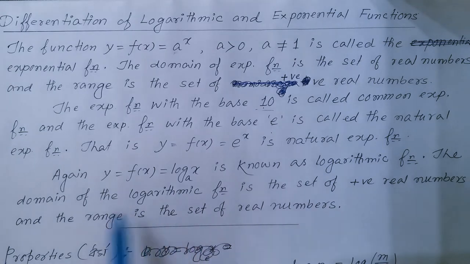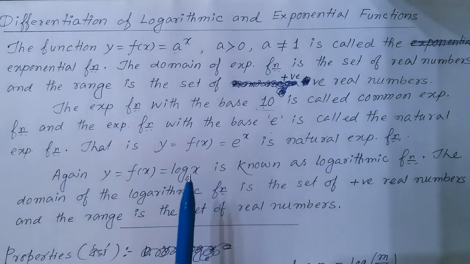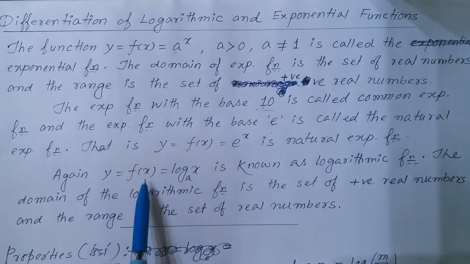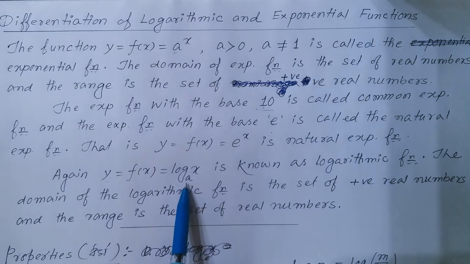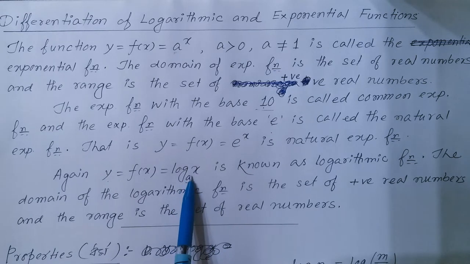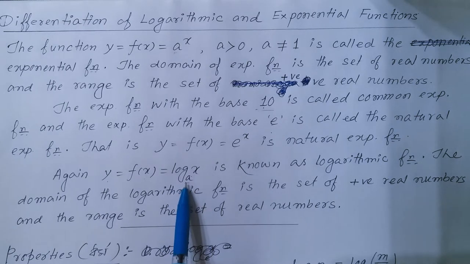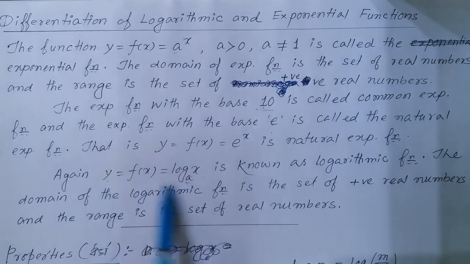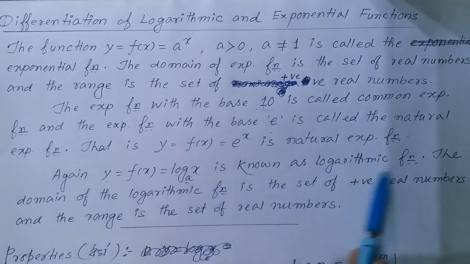The inverse function we will discuss in your function chapter. The inverse of an exponential function is called the logarithmic function, and it is defined like this: y = f(x) = log of x to the base a. Here the base is a positive number and not 1. If the base is 10, it is called the common logarithm, and if the base is the exponential number e, it is called the natural logarithm. This is the general definition of the logarithmic function.